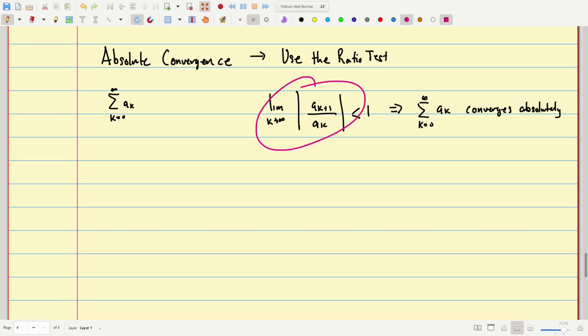If this limit is greater than 1, the series diverges. And if the limit is equal to 1, then the ratio test doesn't tell us anything. Okay? It might be the case that it converges absolutely, or it can just converge conditionally. Either way, that one point on the endpoint probably isn't going to be important enough for us to worry too much about it.